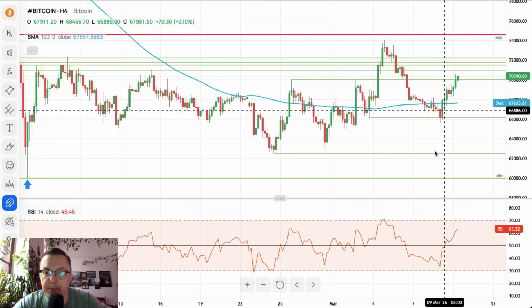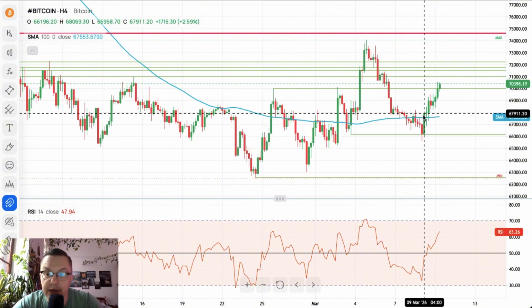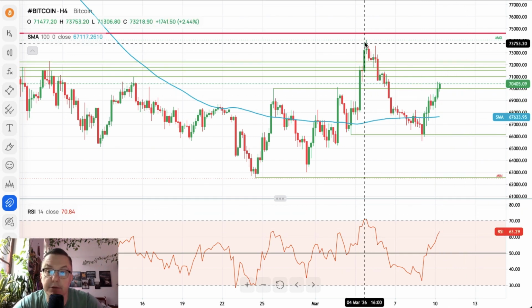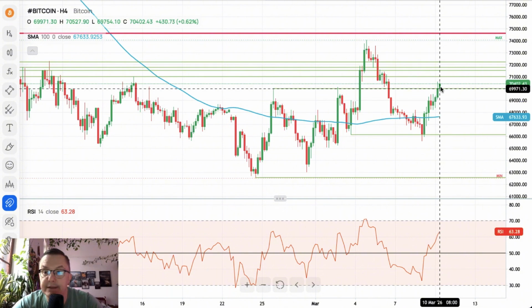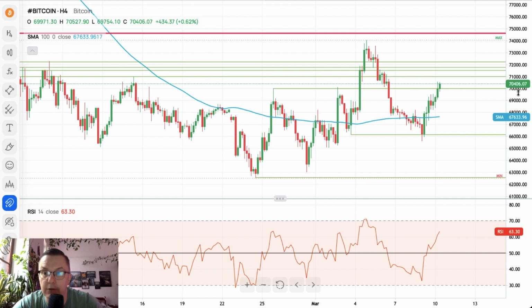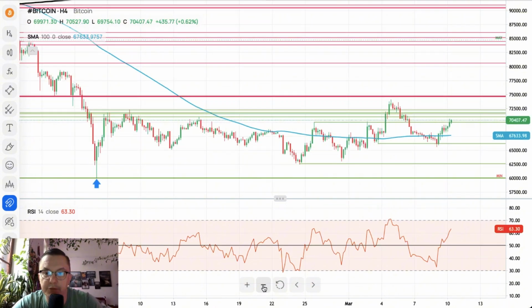Bitcoin keeps going up. We tested the technical support we spoke about last time, 66,161. Nice bullish engulfing pattern, and we are going higher. Momentum strong, 63. Still room to the upside. Maybe, just maybe, we will go back above the level of $73,000 or $74,000. Yet again, we are now trading around $70,400. Big nice improvement in sentiment, big nice improvement in intraday sentiment, obviously. Nice movement to the upside.